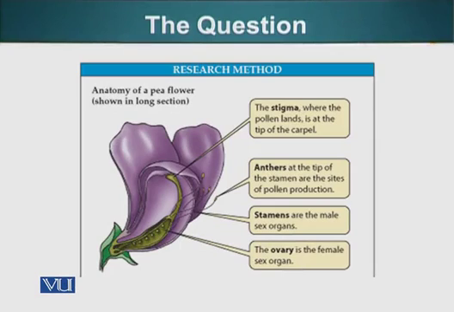As you know, most flowers have both male and female reproductive organs. The ovary is the female sex organ. You can see it on your screen. The stigma is the part of the flower where the pollen lands and extends the tube. Pollen is the sperm equivalent of the plants. Anthers are the male sex organs. These are attached to stamens, which are filamentous structures, and anthers produce pollen which can then land on the stigma and fertilize the egg inside the ovary.